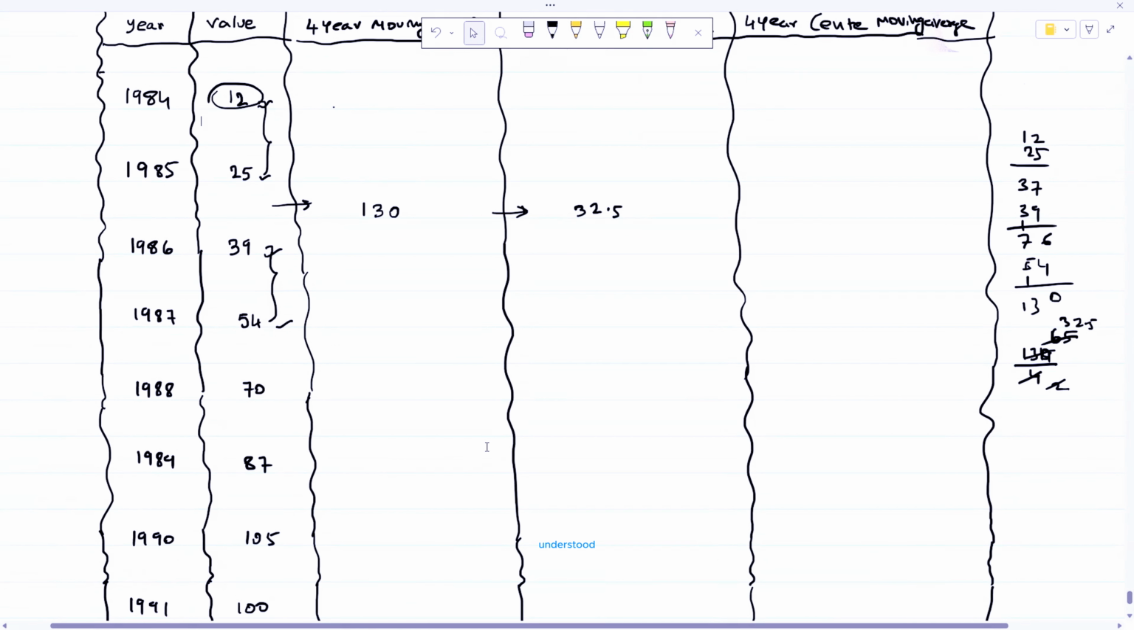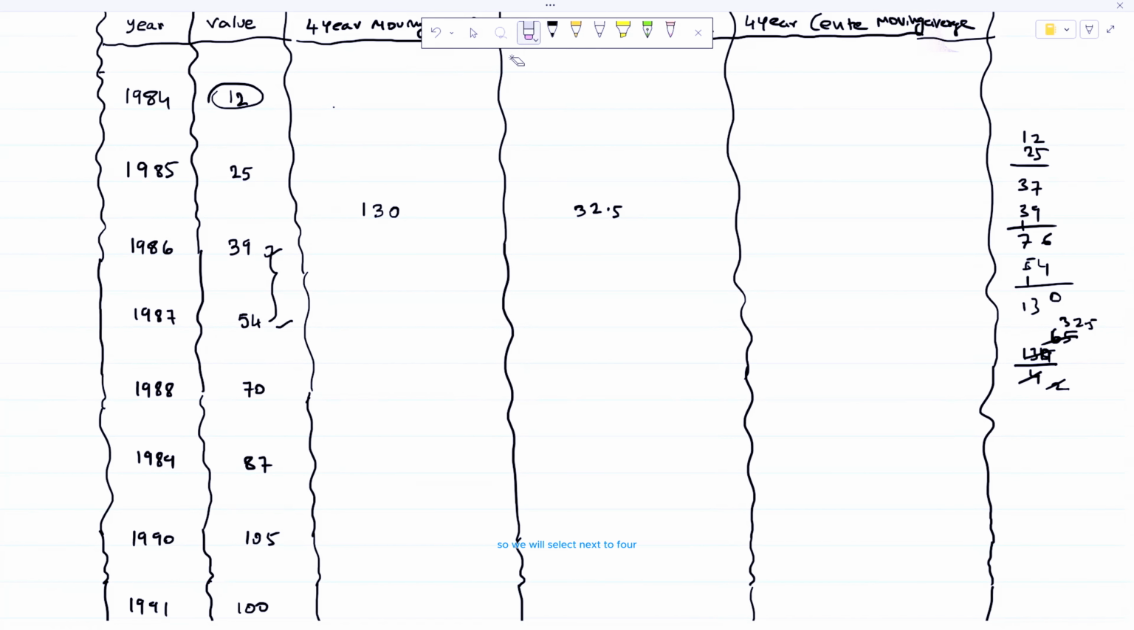Understood? So for this 130, we will subtract 12. Subtract 12 from 130, it will be 118. And we will select the next 4, that means 25, 39, 54, and 70. That means 70 will be added to this. Then how much? 188. So where to record that? That was a big question. We will select the next 4, these two and these two. What was the middle value here? There we are writing this sum, 188.